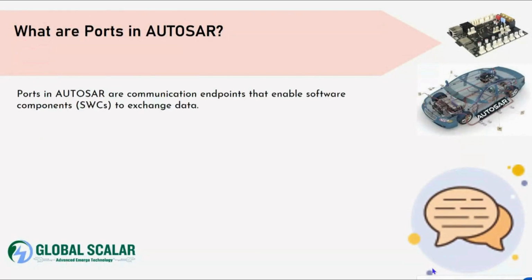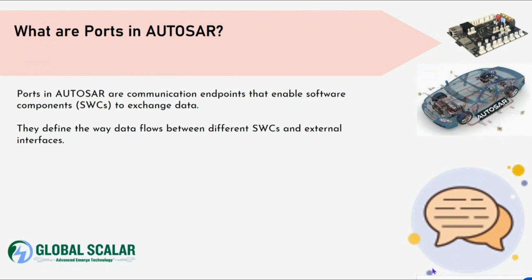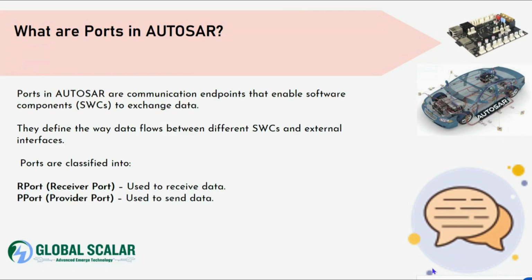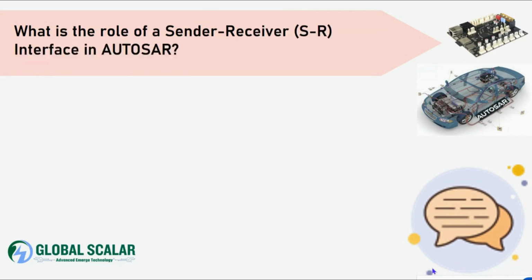What are ports in AUTOSAR? Ports in AUTOSAR are communication endpoints that enable software components to exchange data. They define the way data flows between different SWCs and external interfaces. Ports are classified into RP port, the required port, used to receive data, and PP port, the provider port, used to send data.